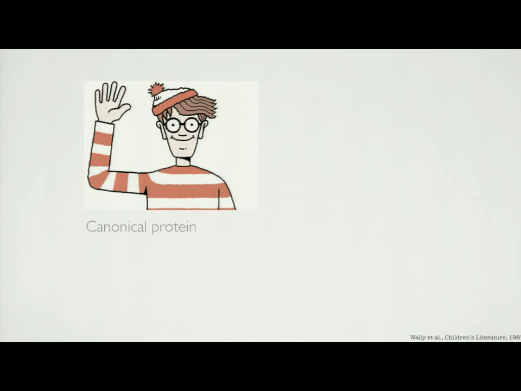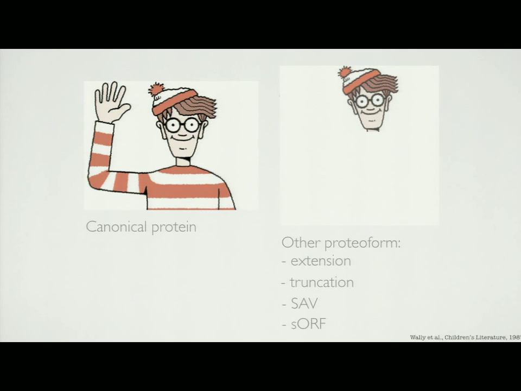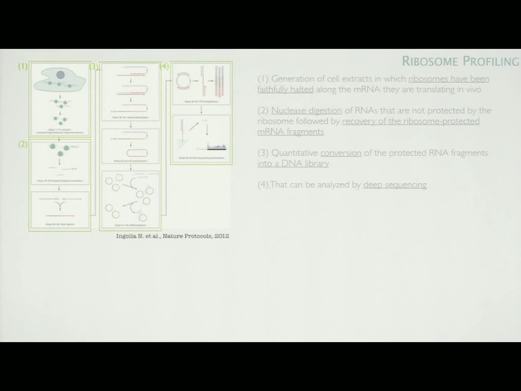Finding Wally, the normal Wally, is sometimes hard already. But it gets even harder if you're looking for Wallies that have an extension, a walking cane, for example, or Wallies that have a truncation, or Wallies that have a single amino acid variant, or very small Wallies. That's why we try to gather extra information from sequencing, in this case, ribosome profiling, to build custom databases in order to find these special Wallies.